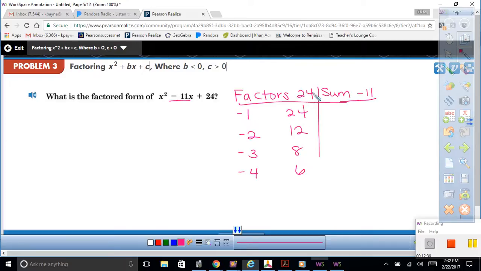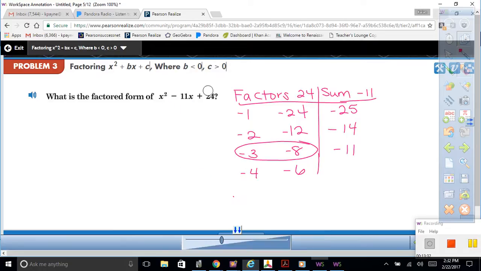So the only way to get a positive product is either by multiplying two positive numbers together or by multiplying two negative numbers together. A negative times a negative will still give me my positive product of 24. But that way, when I add a negative number and a negative number, I can get my negative sum. Negative 1 plus negative 24 is negative 25, not negative 11. Negative 2 plus negative 12 is negative 14. Not negative 11. Negative 3 plus negative 8, though, is negative 11.